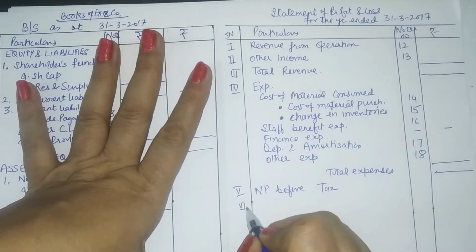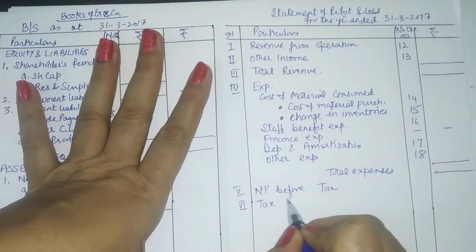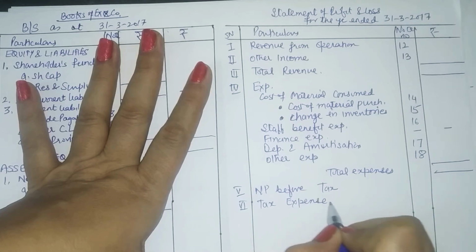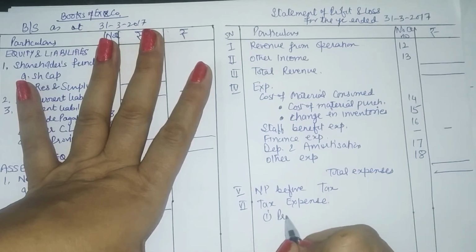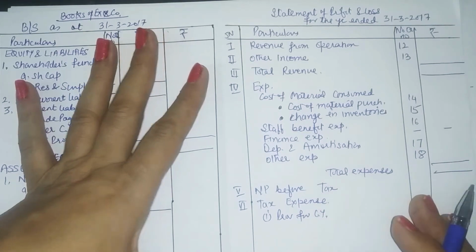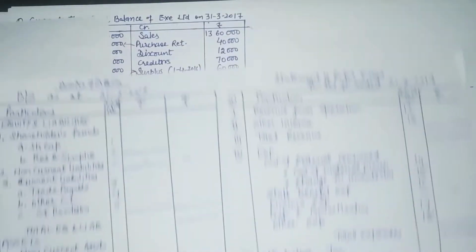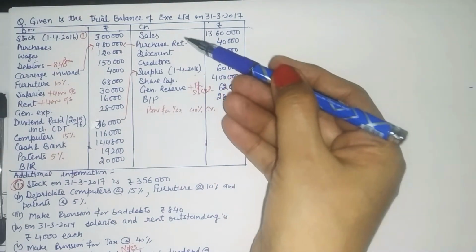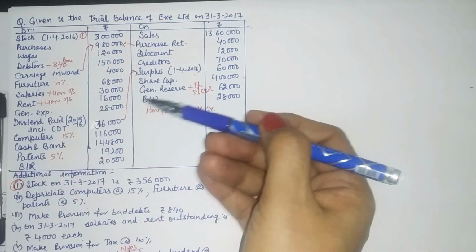And then tax expense will be provided for. Now tax expense includes provision for current year, then adjustment for the previous year if any, like in this problem we do not have any provision for tax of the last year or tax liability.